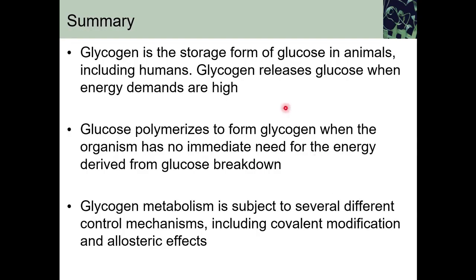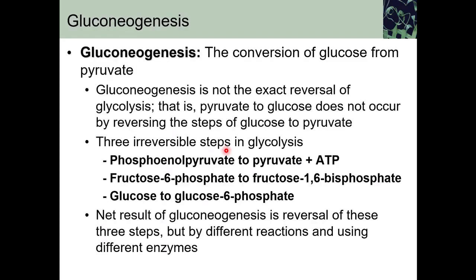So, in summary, glycogen is a storage form of glucose in animals, including humans. Glycogen releases glucose when energy demands are high. Glucose polymerizes to form glycogen when the organism has no immediate need for the energy derived from glucose breakdown, and this happens when you just had your meal. Glycogen metabolism is subject to several different control mechanisms, including covalent modification like phosphorylation and allosteric effects like the effect of glucose, adenosine triphosphate, adenosine monophosphate, and glucose 6-phosphate.